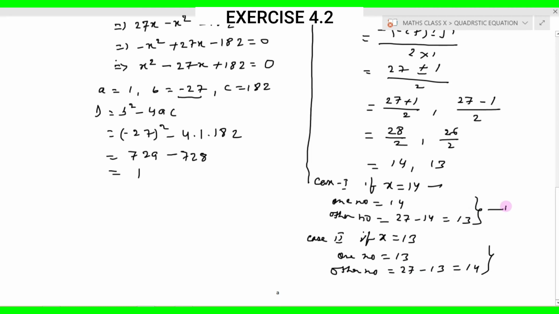In case 1 also we got numbers are 14 and 13. In case 2 also we got the numbers are 13 and 14. So finally, therefore, the required numbers are 13 and 14, and this will be your final answer.